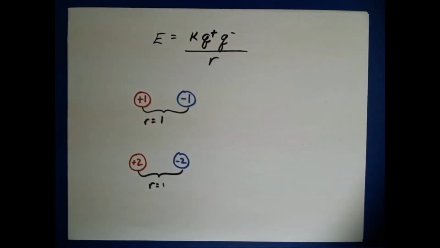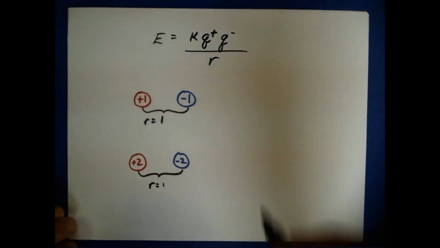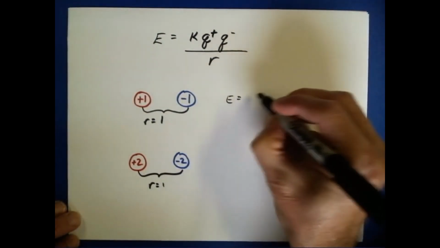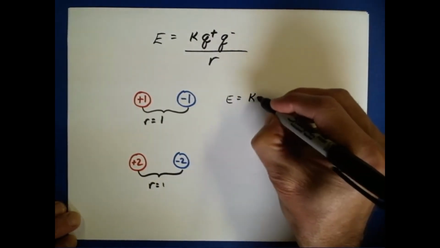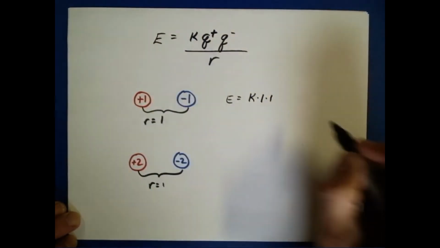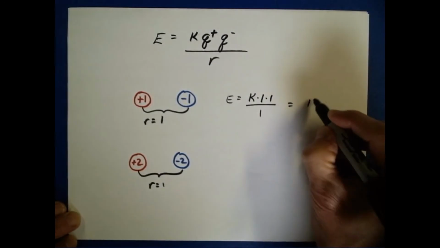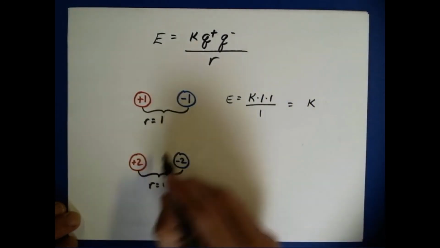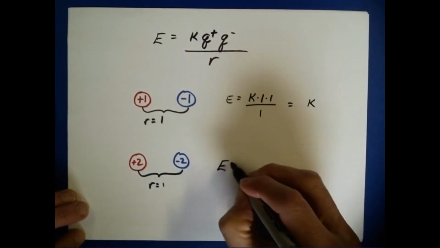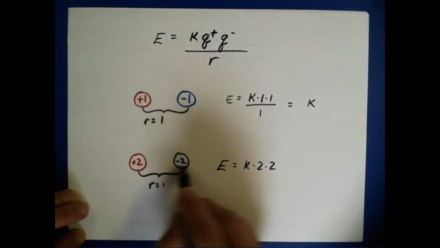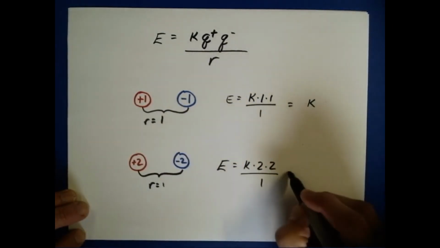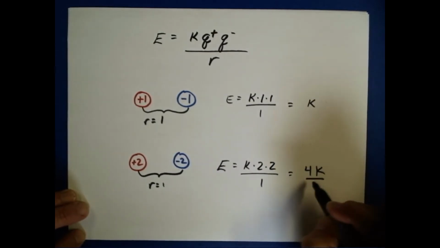And calculate the differences in energy we'd expect here. Well, in this case, the energy is going to be K times 1 times 1, those are the charges here, divided by 1. The energy is just K. Here we've doubled both charges, so the energy is going to be equal to K times 2 times 2, those are the charges here, also divided by 1, that'll be 4K.